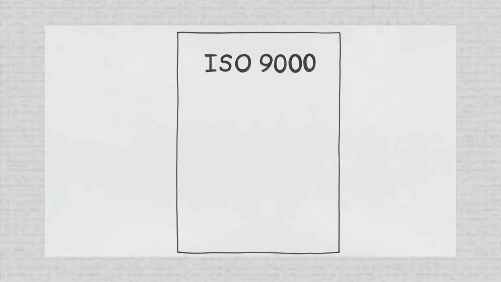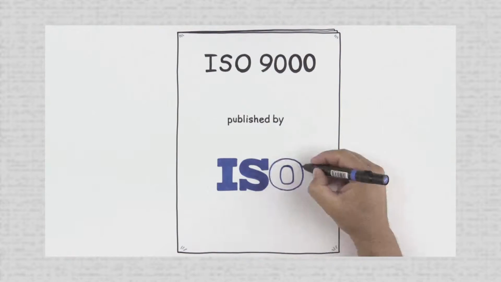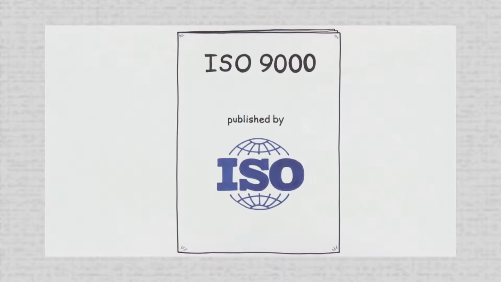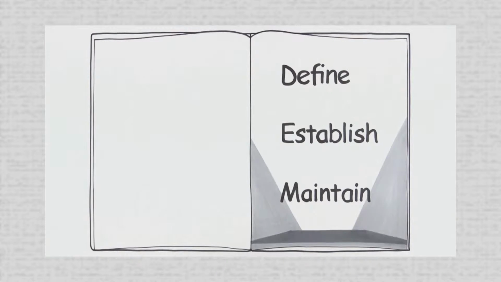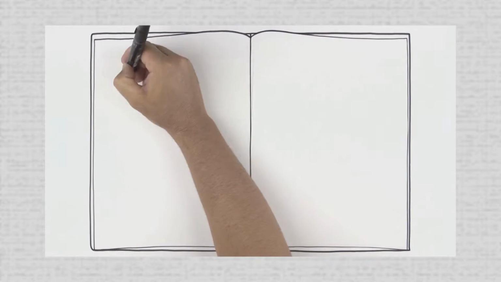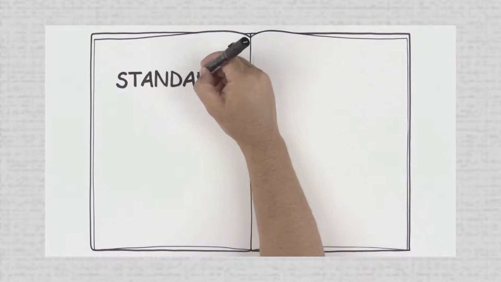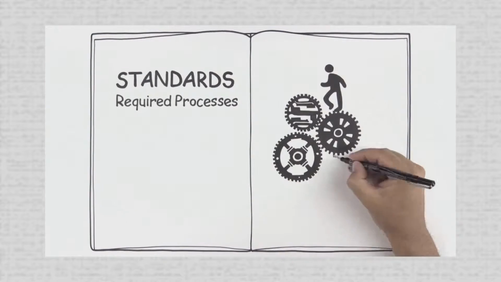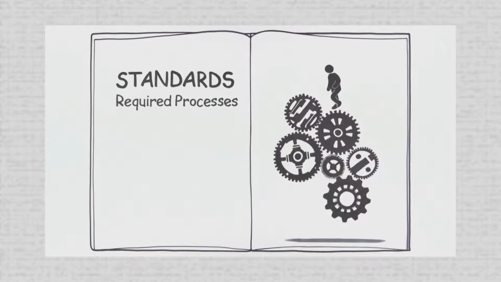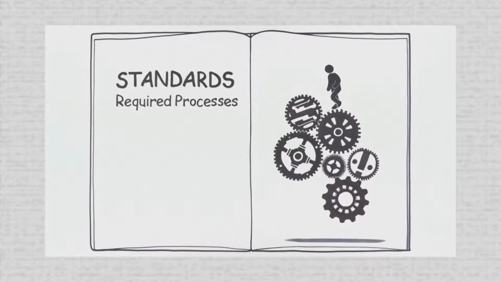ISO 9000 is a series of standards developed and published by the International Organization for Standardization. These define, establish, and maintain a quality management system for any organization. These standards provide a quality management system to organizations that want to ensure that their products and services consistently meet customers' requirements and that quality is continually improved. The ISO 9001 standard provides requirements that organizations wishing to implement a process-based approach to quality management systems must fulfill.